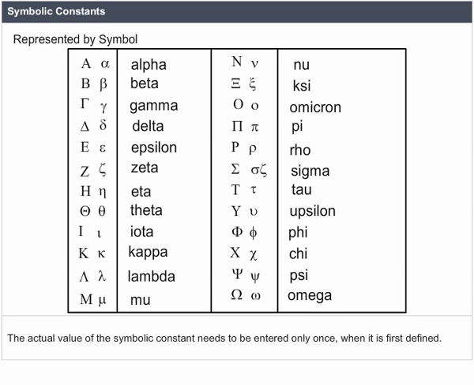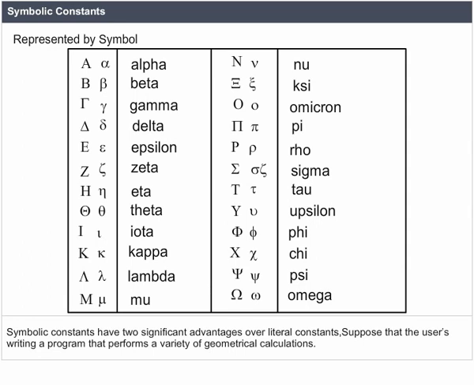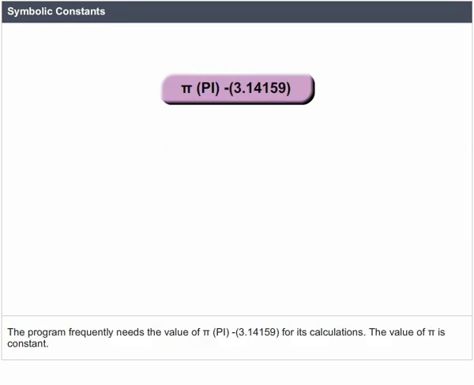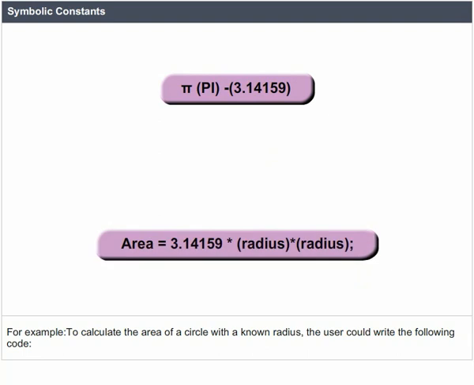Symbolic constants have two significant advantages over literal constants. Suppose that the user is writing a program that performs a variety of geometrical calculations. The program frequently needs the value of pi, 3.14159, for its calculations. The value of pi is constant. For example, to calculate the area of a circle with a known radius, the user would write the following code.